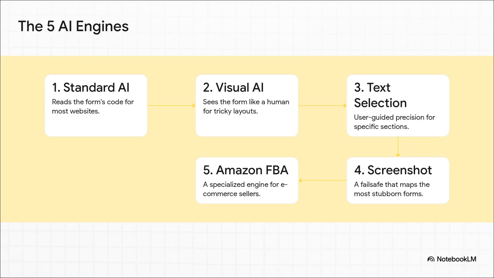But if that doesn't work, no problem. Engine 2 kicks in. The visual AI. This one literally looks at the page, the same way you do. Still stuck? Engine 3 is text selection, where you can guide it precisely. For the absolute worst of the worst forms, Engine 4 can take a screenshot and map it out. And finally, Engine 5. That one's a highly specialized pro, fine-tuned specifically for the beautiful mess that is Amazon Seller Central.